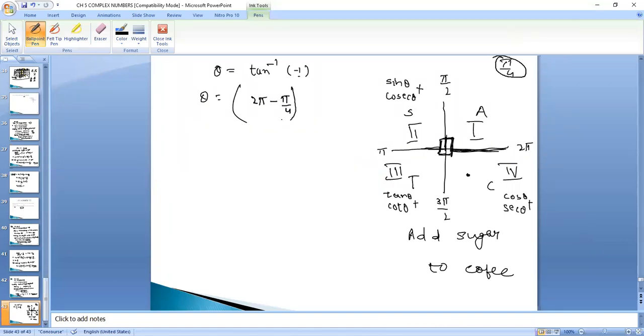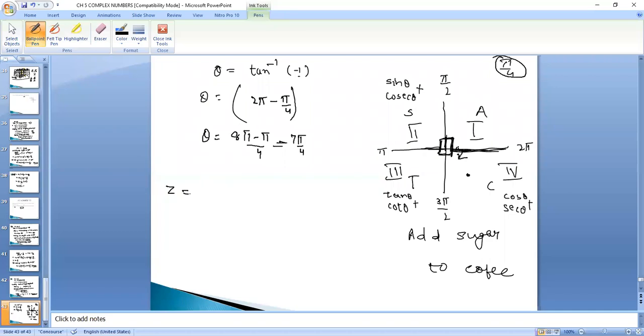Fourth quadrant means this 360, 2 pi, if the angle is even slightly less than that, where will our angle come? In the fourth quadrant. So our angle will be 2 pi minus pi by 4. So theta will be 4 twos are 8 pi minus pi by 4. It will be 7 pi by 4. So our theta will be 7 pi by 4, right?